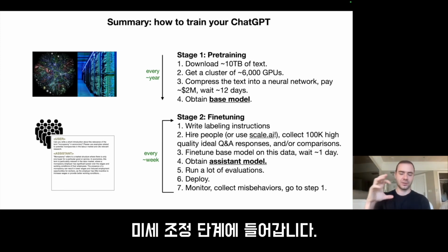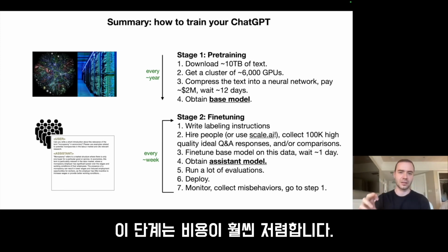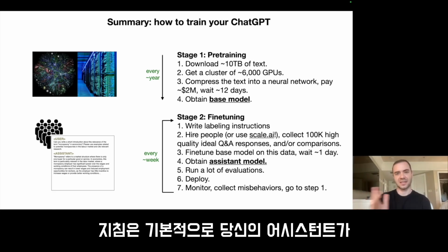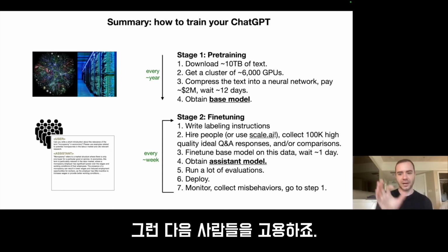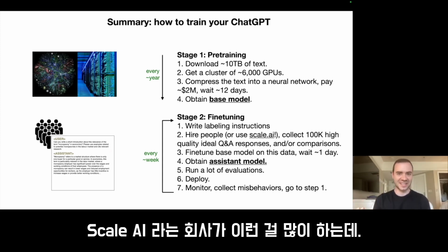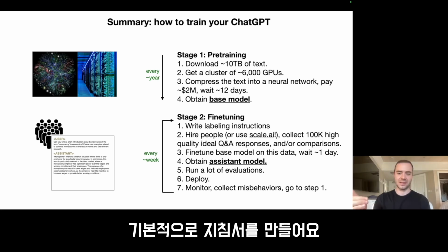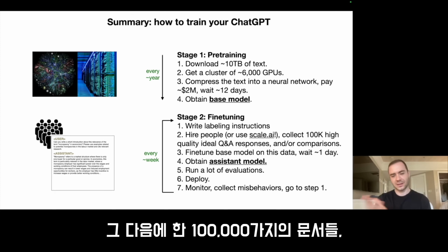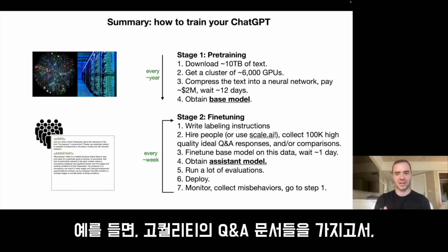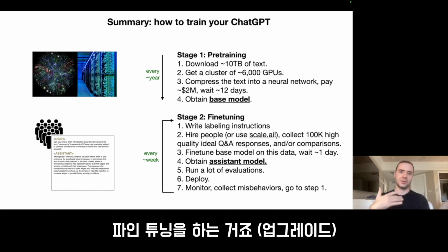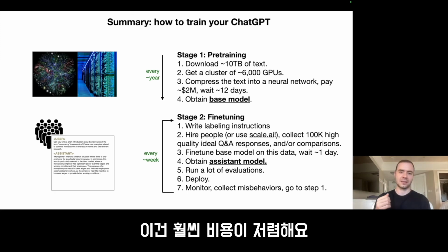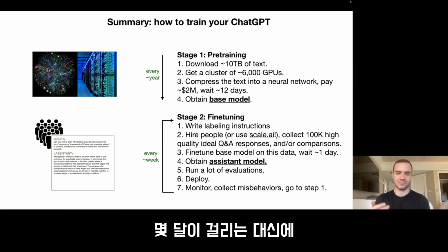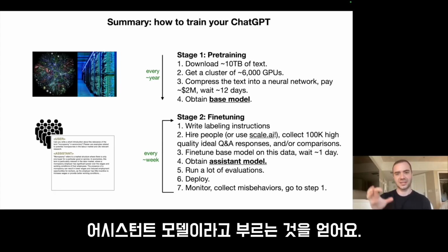Once you have the base model, you enter the fine-tuning stage, which is computationally a lot cheaper. In this stage, you write out some labeling instructions that basically specify how your assistant should behave. Then you hire people. For example, Scale AI is a company that would create documents according to your labeling instructions. You collect 100,000, as an example, high quality, ideal Q&A responses. And then you fine tune the base model on this data. This is a lot cheaper. This would only potentially take like 1 day instead of a few months, and you obtain what we call an assistant model.